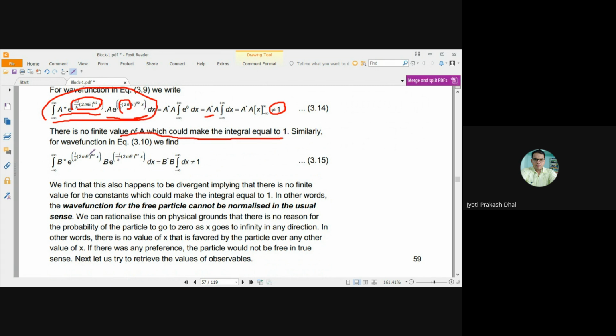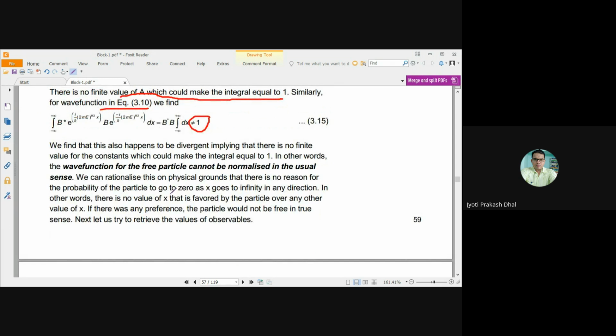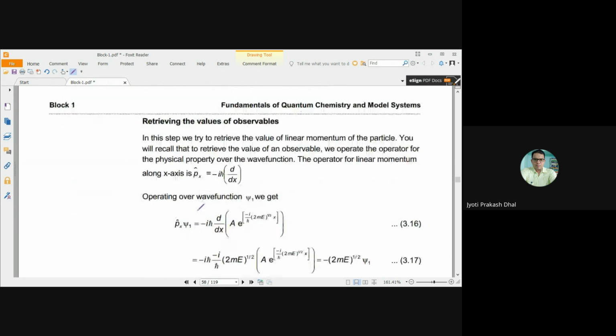And similarly, if we use the second wave function, this value will not equal 1. Hence the wave function for the free particle cannot be normalized in the usual sense. So if the particle moves freely, the wave function cannot be normalized.